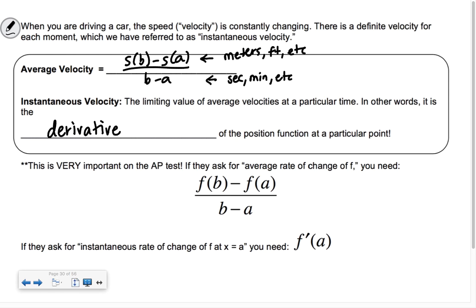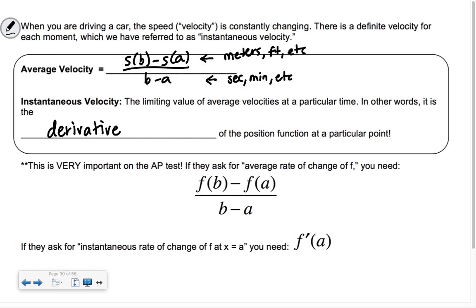So if I ask for the average velocity, then you're finding it between two endpoints. But if I say, what is the velocity at this exact time, at t equals 2, at t equals 3, whatever, then you do the derivative. It's not subtracting, it's just S prime of whatever your value is. So not an endpoint, but S prime of 2 would be an example.